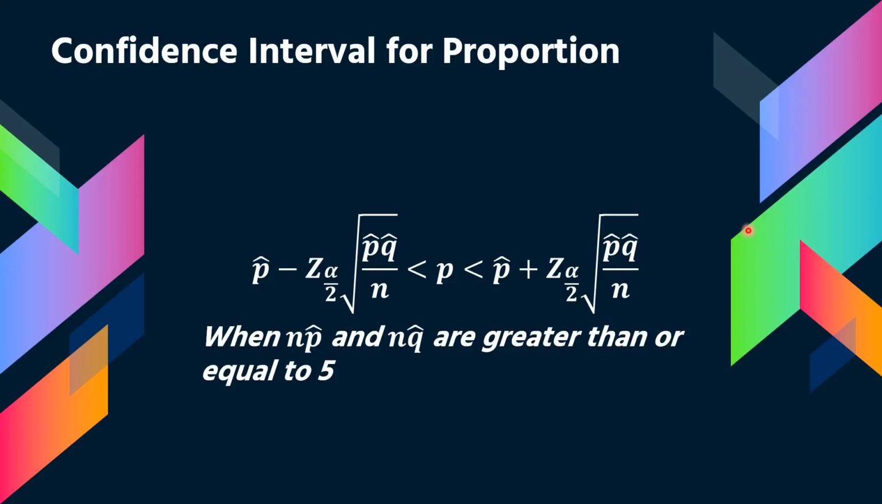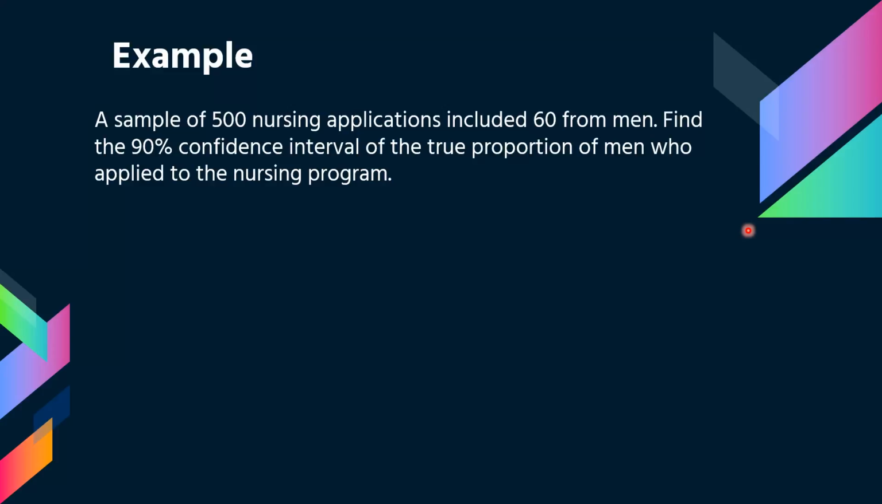Okay, for example, a sample of 500 nursing applications included 60 from men. Find the 90% confidence interval of the true proportion of men who applied to the nursing program.